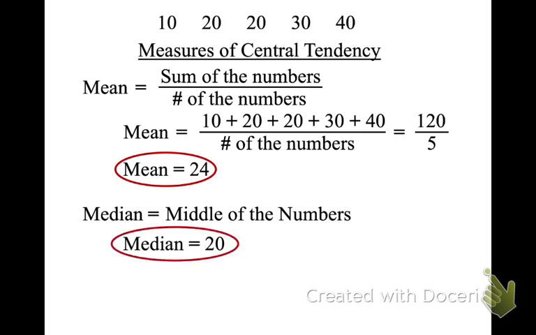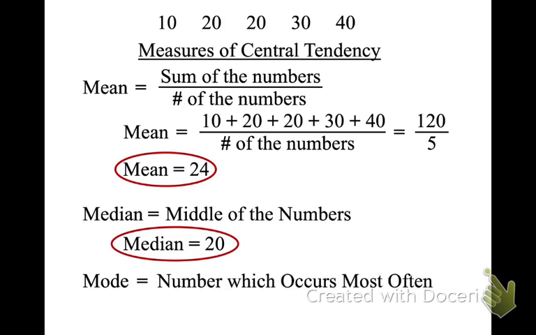And then, of course, we've got our mode, which is the most frequent. Which number occurs the most? And in this case, it would be 20. So 20 is also our mode. It's our median, and our mean is 24.